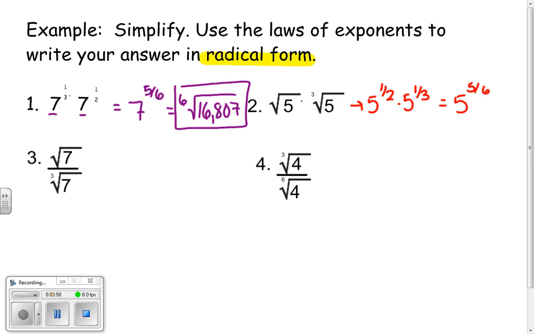Again, they want you to put your answer in simplified radical form, and the bottom number stays out, top number goes in. So this is the same as the 6th root of 5 to the 5th. And 5 to the 5th is 3,125.